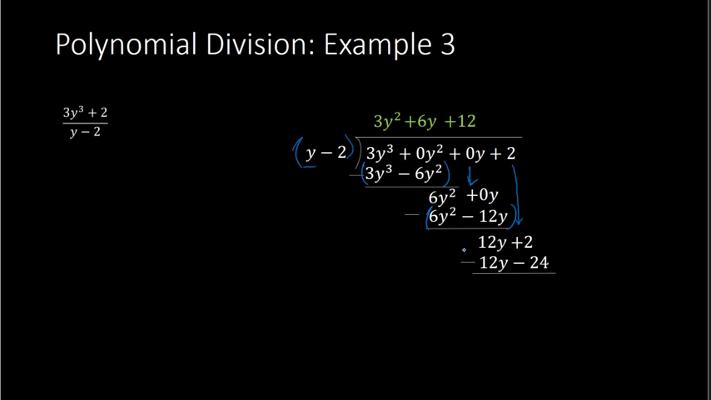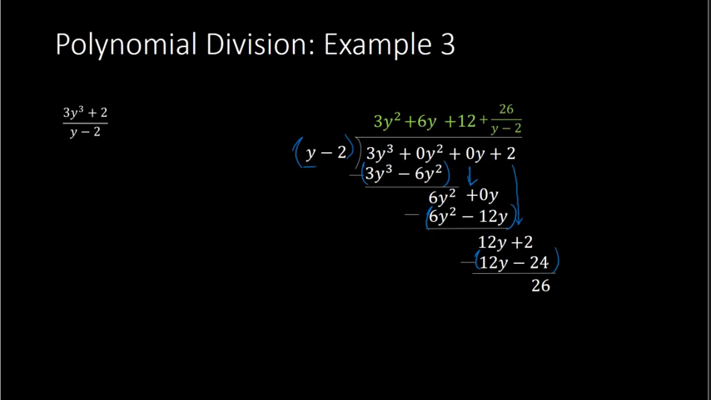I then can subtract, and we are subtracting this entire thing. So 12y minus 12y will cancel. 2 minus negative 24 would be a positive 26. So my remainder is 26, which I can write as a fraction, so plus 26 over y minus 2. So my solution, when I divide those two polynomials, is 3y squared plus 6y plus 12 plus 26 over y minus 2.